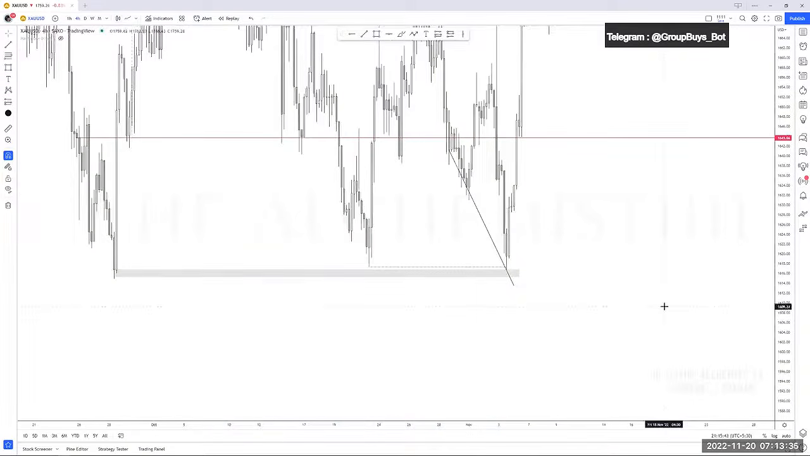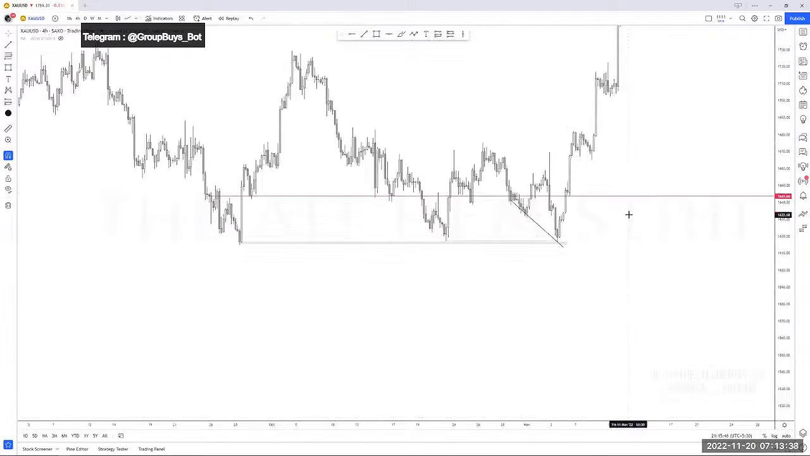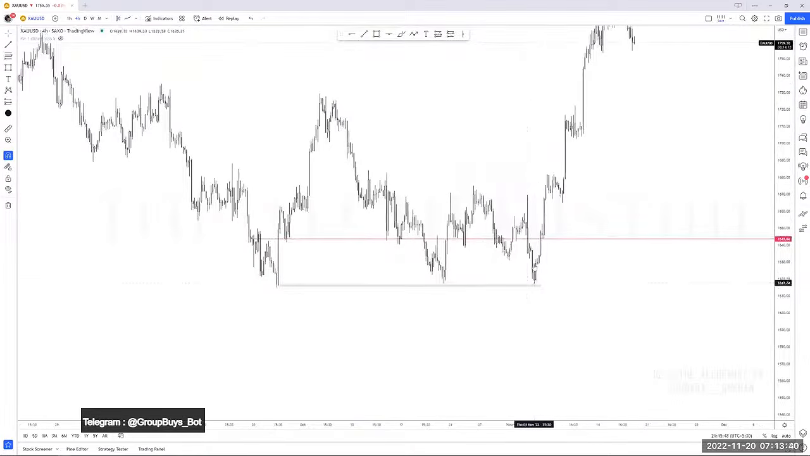What happened? Right into it. See that? Right into it, started flying. And then it started flying. So that was another one. I'll show you another one.